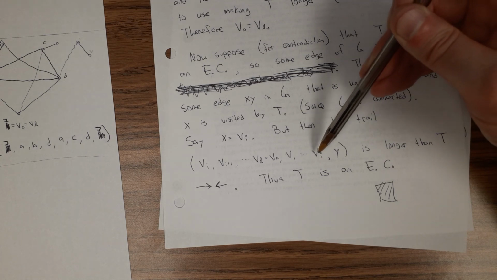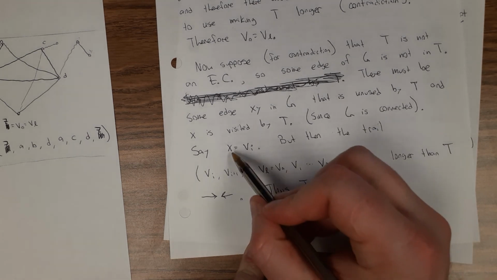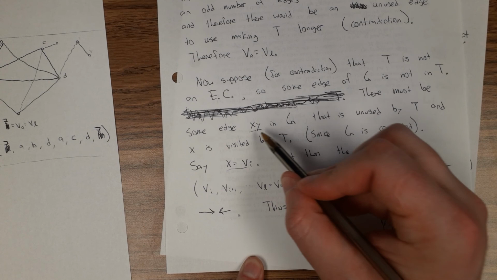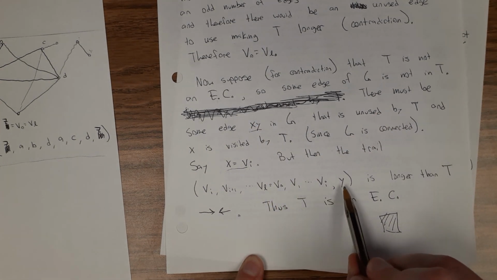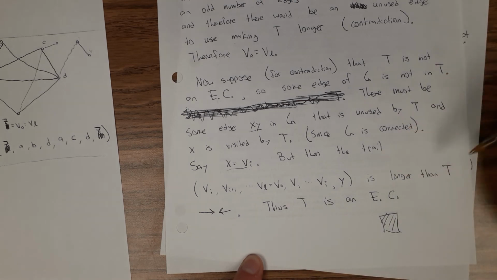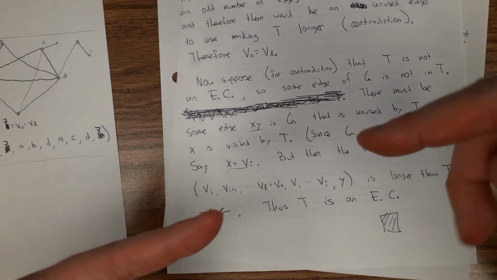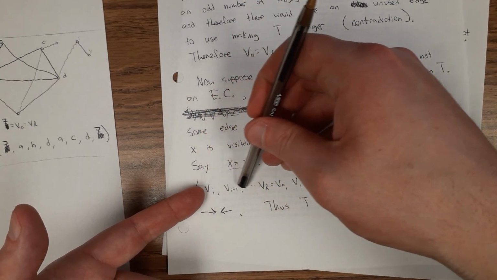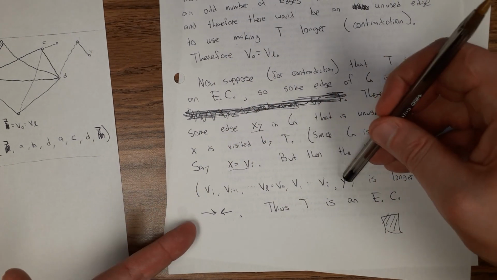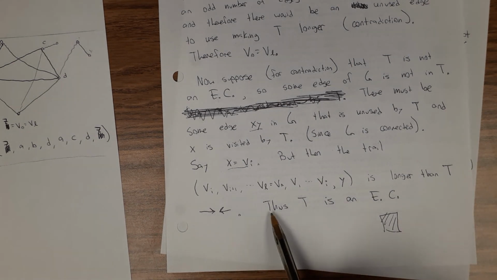And then from V sub I, because keep in mind, V sub I is the same as x, and x is adjacent to y, and this is an edge that I haven't used in the trail before, so I can then go to y. And this is a longer trail than T, because all I did is I took T, and it's the same length when I consider V sub I as the starting point. So I just went all the way around the same trail, and plus one more edge. So that's longer than T, and that's a contradiction. So actually, T must be an Eulerian circuit.